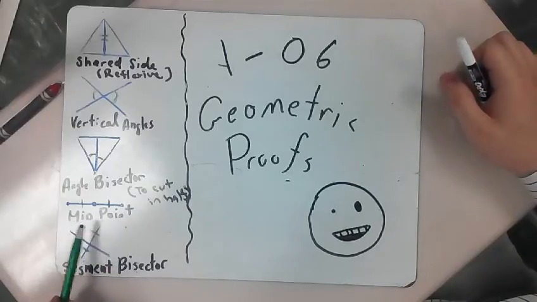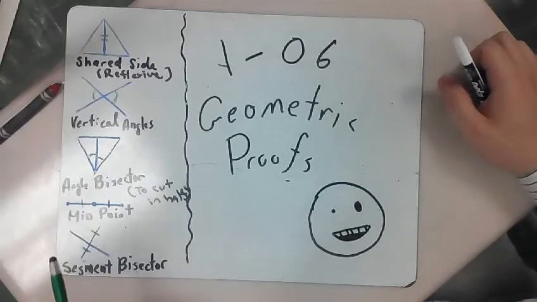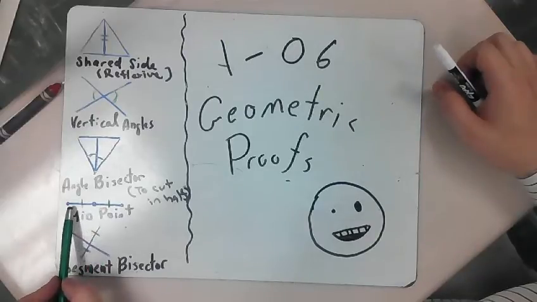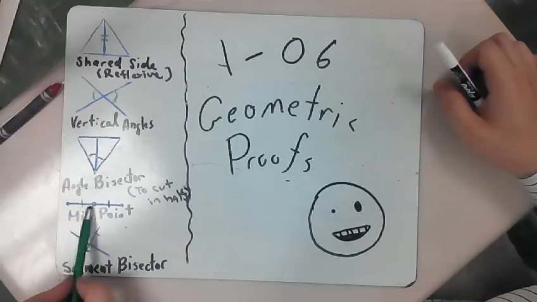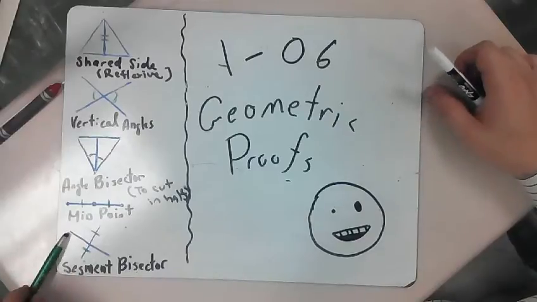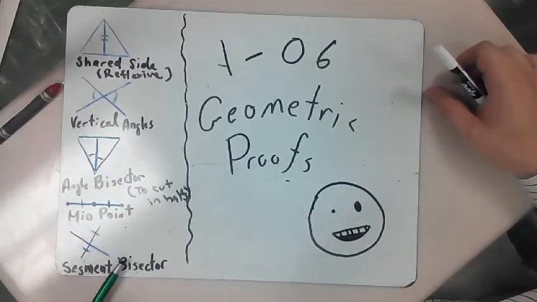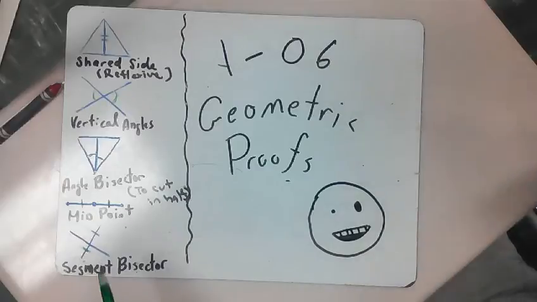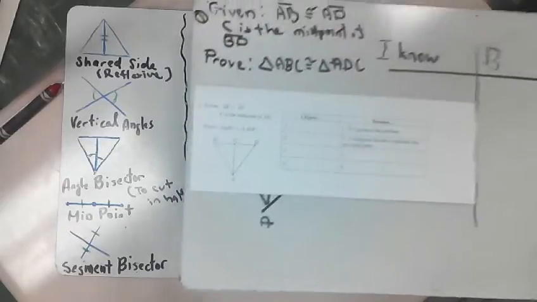Now I have midpoint. Midpoint is a point that is in the middle of a segment that creates two equal parts. Not to be confused with a segment bisector, which is a line that cuts another line into two equal parts. We're going to need these definitions to do our proofs.